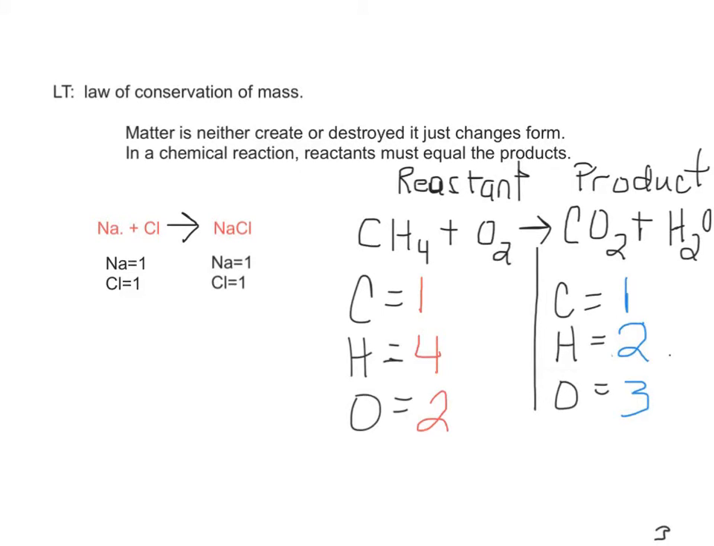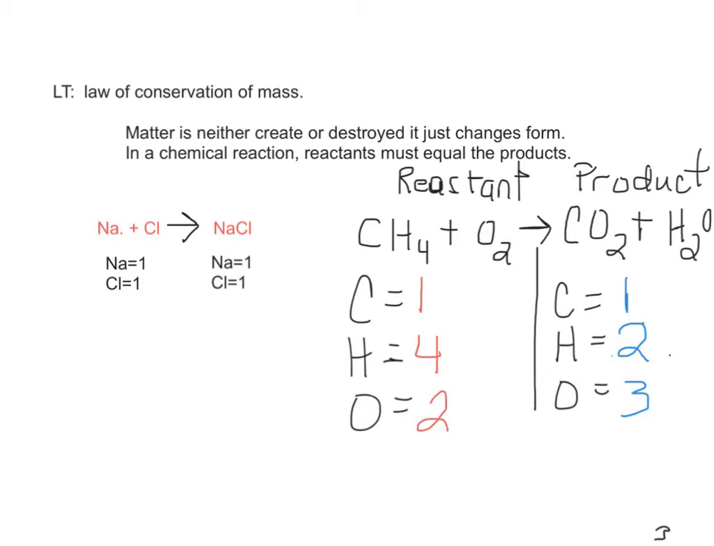Now, when we come over to this sample reaction over here on the right, we have CH4 plus O2 yields CO2 plus H2O. On the reactant side, here, we have one carbon, 4 hydrogens, because there is a 4 subscript that goes with the hydrogen, and 2 oxygens, and that is listed here on the reactant side.